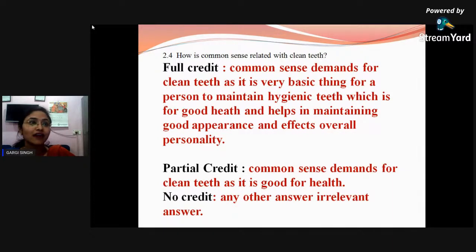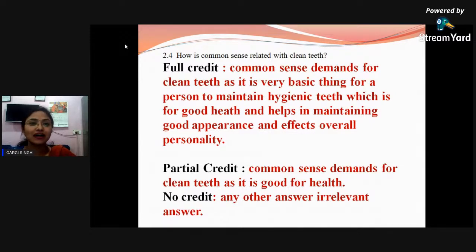Very good. There are students who are taking keen interest in answering, and I hope you people are really getting benefit out of these tasks. Partial credit for those students who have written that common sense demands clean teeth, that it is good for health. You need to tell that it's a basic thing to maintain hygienic teeth, to maintain good health, to maintain good appearance and overall personality. If any irrelevant answer is there, there is no credit for it.